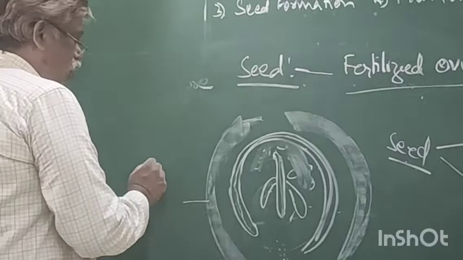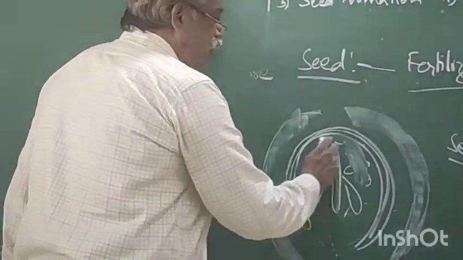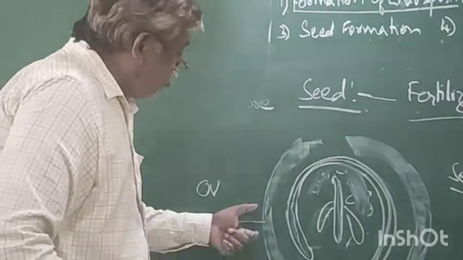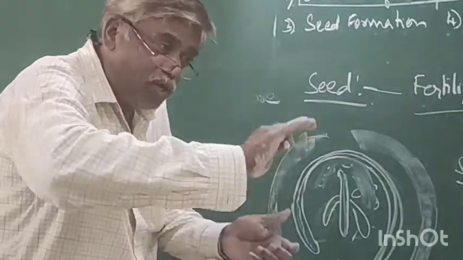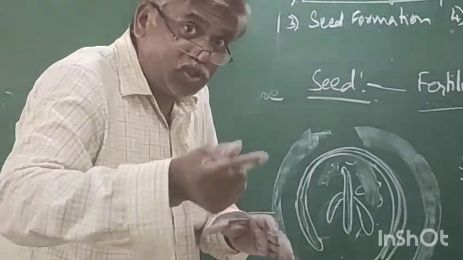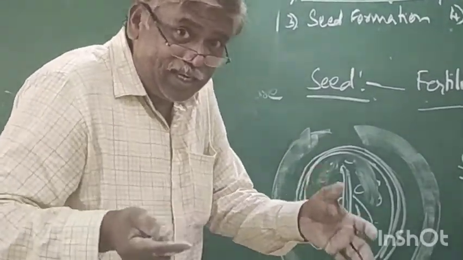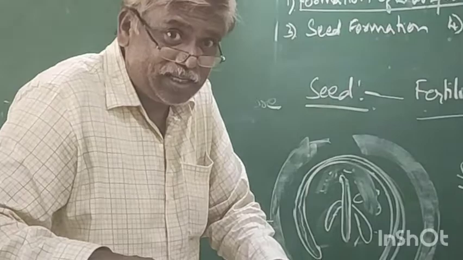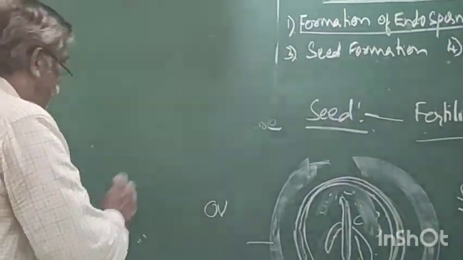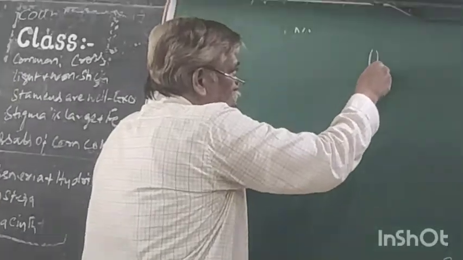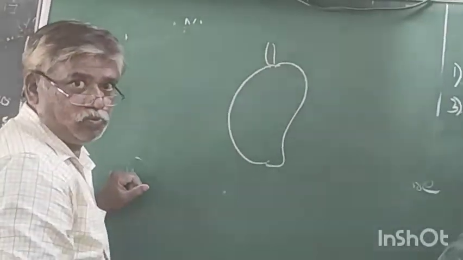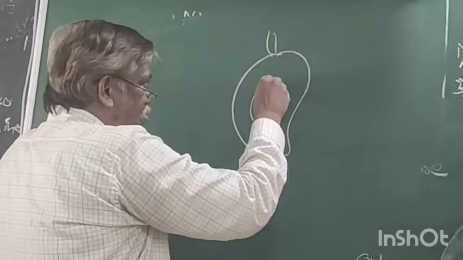What is this? Ovary. What is this? Ovary. That is before. This ovary becomes fruit. This ovary becomes seed. This changes simultaneously after double fertilization. Suppose now it is mango. Fruit. Now it is the seed.